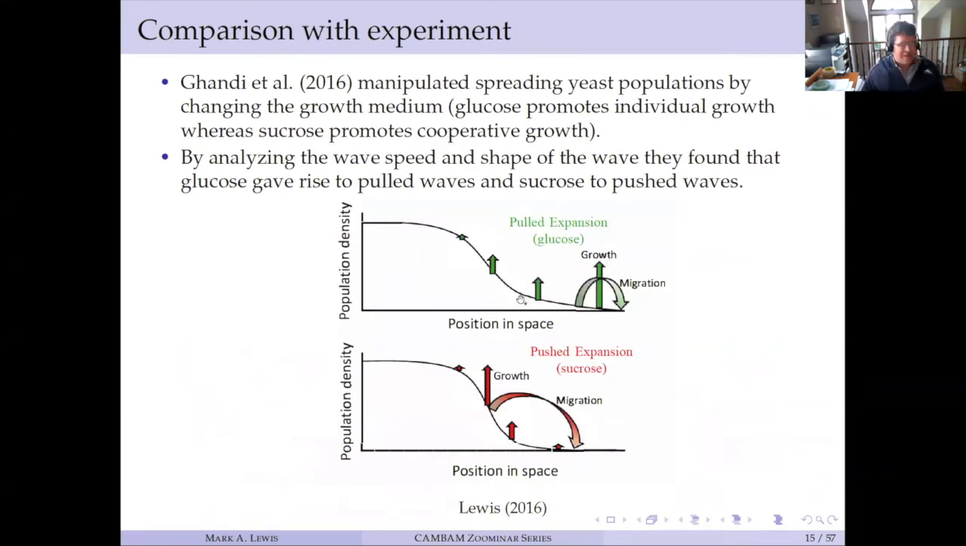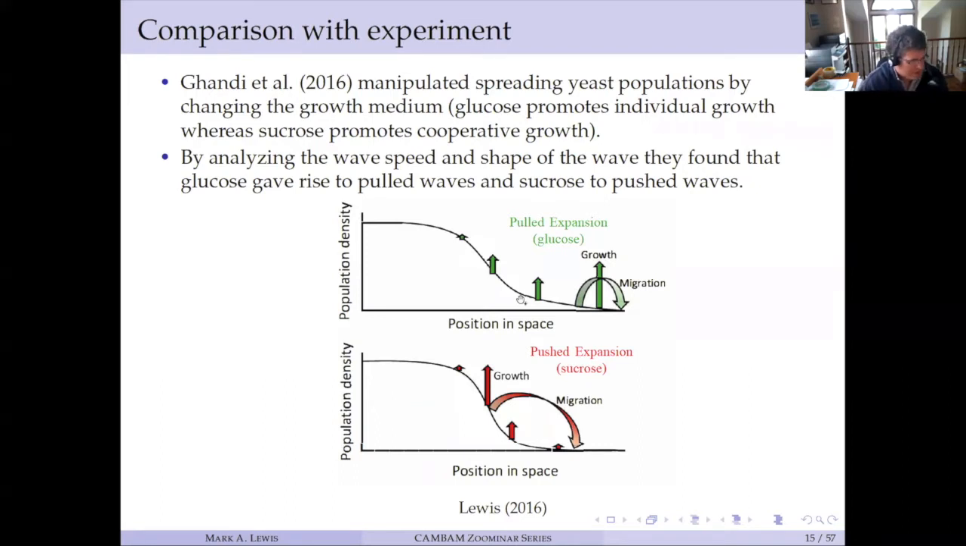So what's really fascinating is that this theory has been around for a long time, and people have tried to connect it to field observations of population spreading. But very recently, there's been some work by Gandhi et al., which is very beautiful. So they manipulated yeast populations on Petri dishes by changing the growth medium. And so the idea is that glucose is like high octane fuel and it promotes individual growth, whereas sucrose is a more complex sugar, and the yeast have to break down the sugar before they can use it. And so they become cooperative feeders when they're fed sucrose.